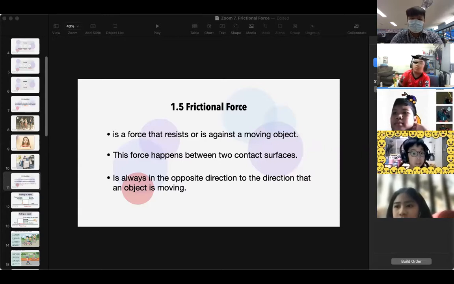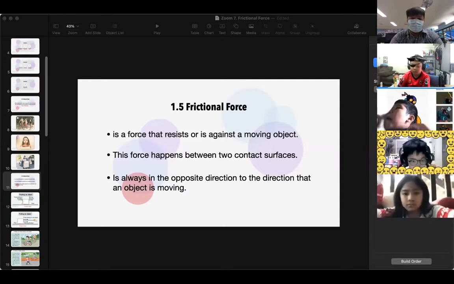Wait, now I'm doing the notes for the recitation. Wait, please. Let's start first.